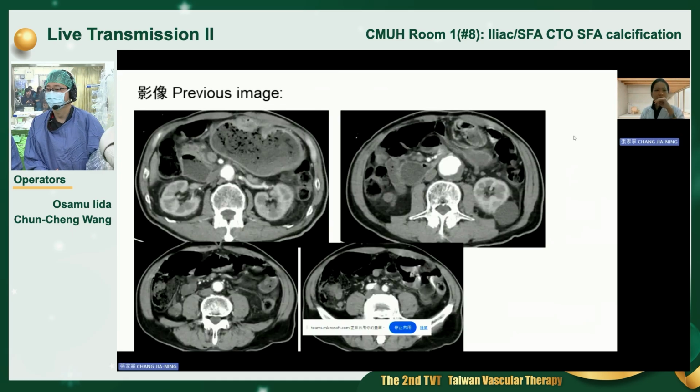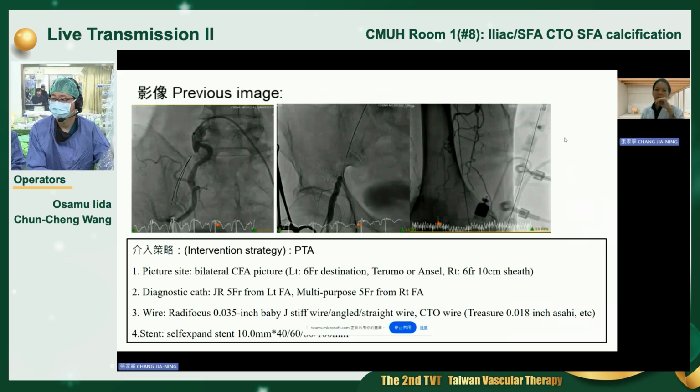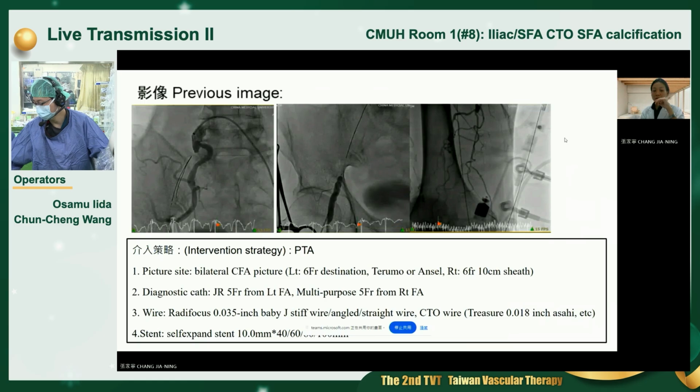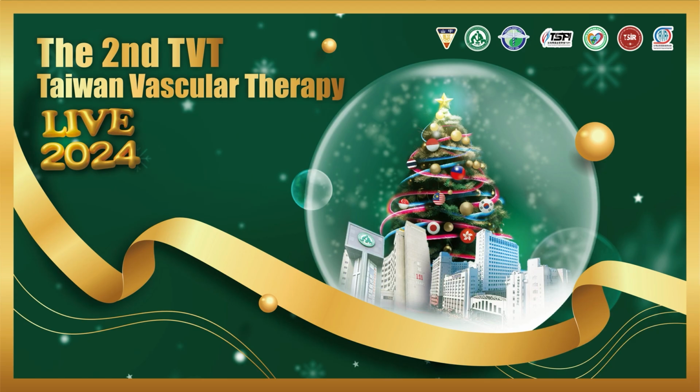Let's see the image. Maybe the angiogram might be clearer. Here we can see a wire failed to pass to the internal iliac. Yeah. Okay, right internal iliac artery.